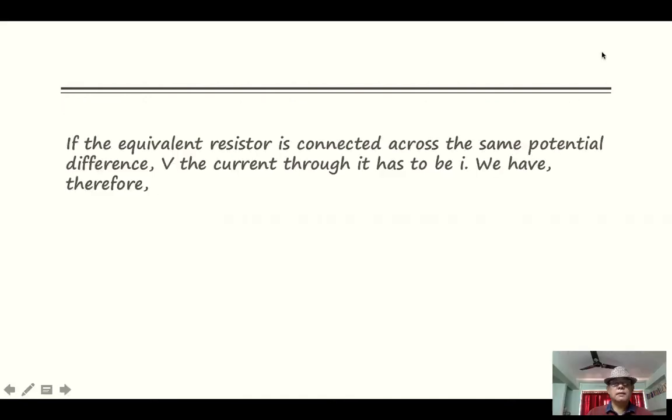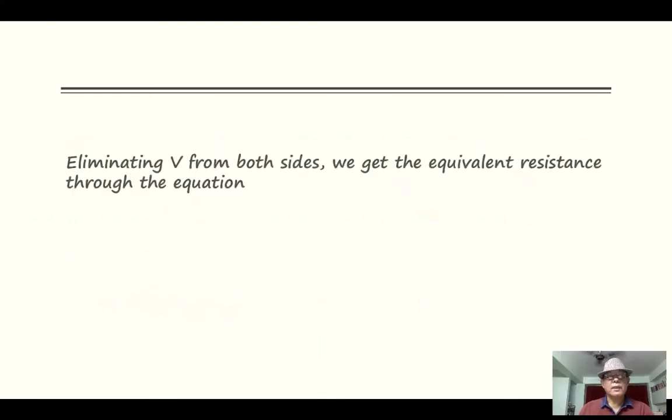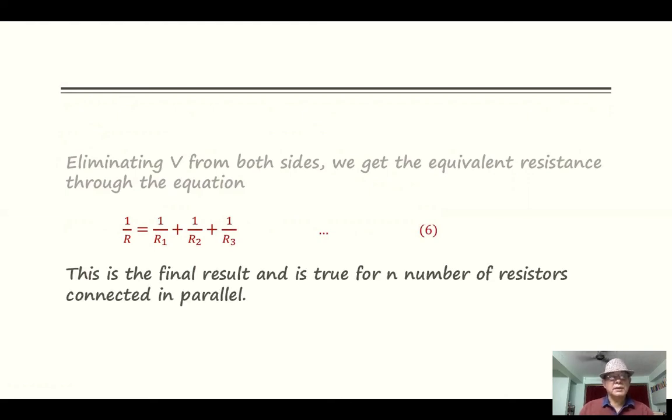This is equation 3. If the equivalent resistor is connected across the same potential difference V, the current through it has to be I. We have therefore I equal to V by R. This is equation 4. Equating equations 3 and 4, we get V by R equal to V [1 by R1 plus 1 by R2 plus 1 by R3]. This is equation 5. Eliminating V from both sides, we get the equivalent resistance through the equation 1 by R equal to 1 by R1 plus 1 by R2 plus 1 by R3. This is equation 6. This is the final result and is true for n number of resistors connected in parallel.